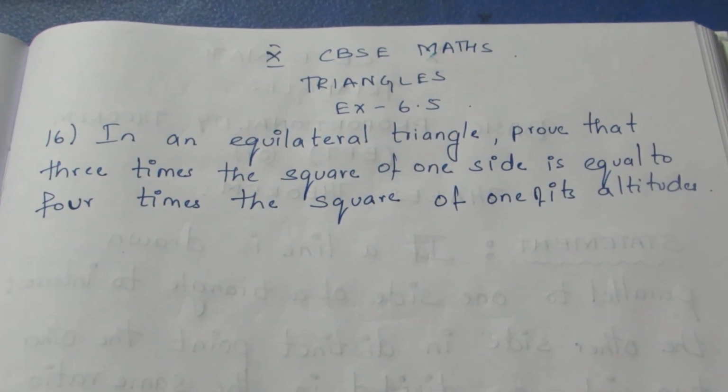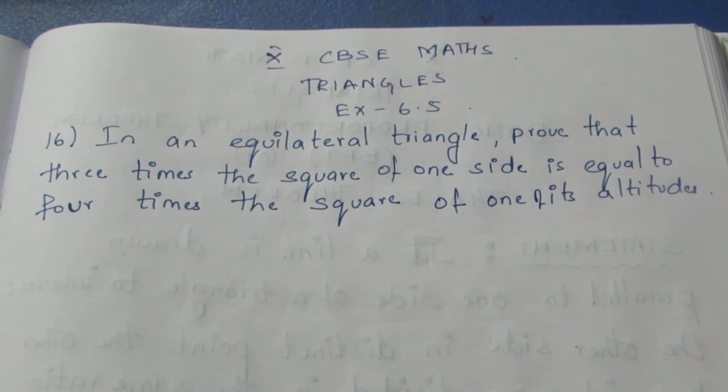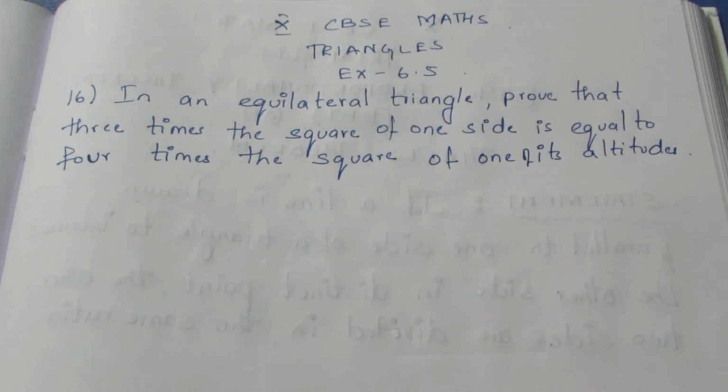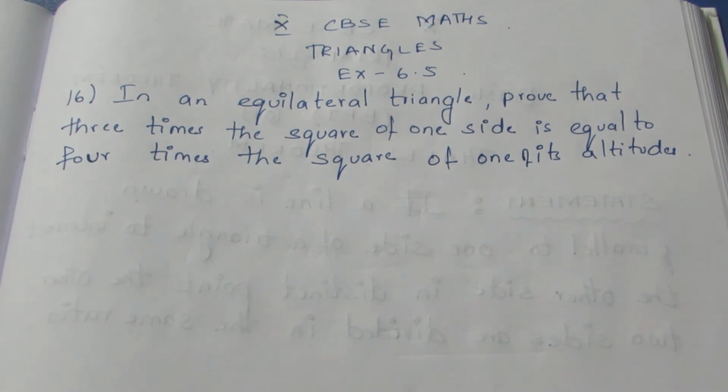Today we are going to see 10 CBSE Maths Triangle Exercise 6.5 question number 16. Let's see the question. In an equilateral triangle, prove that 3 times the square of one side is equal to 4 times the square of its altitude.